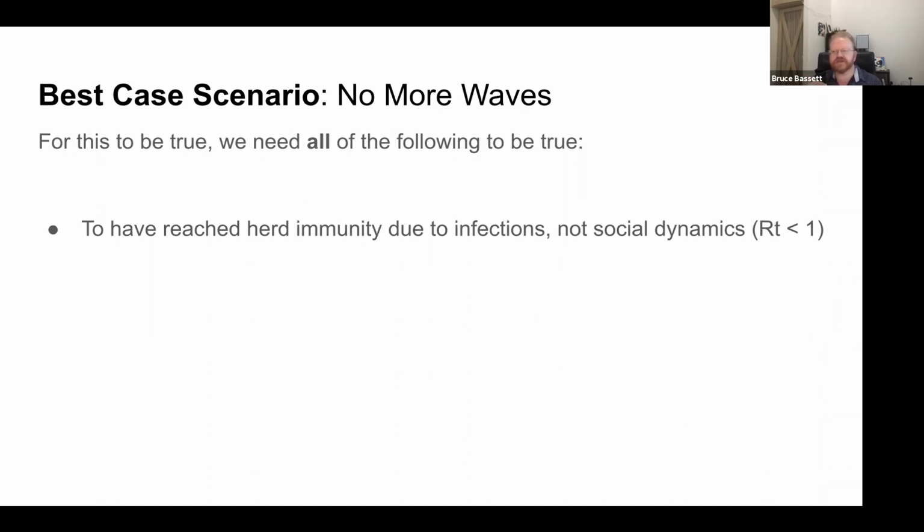Because the problem is if it was due to social dynamics, then as soon as people start socializing again, and we have Easter coming up, we have school, etc., we'll get another wave as people relax. And it seems, based on worldwide experience, that people can handle proper social distancing for about 3 months. And after 3 months, deaths drop, people relax, and then we get another wave.